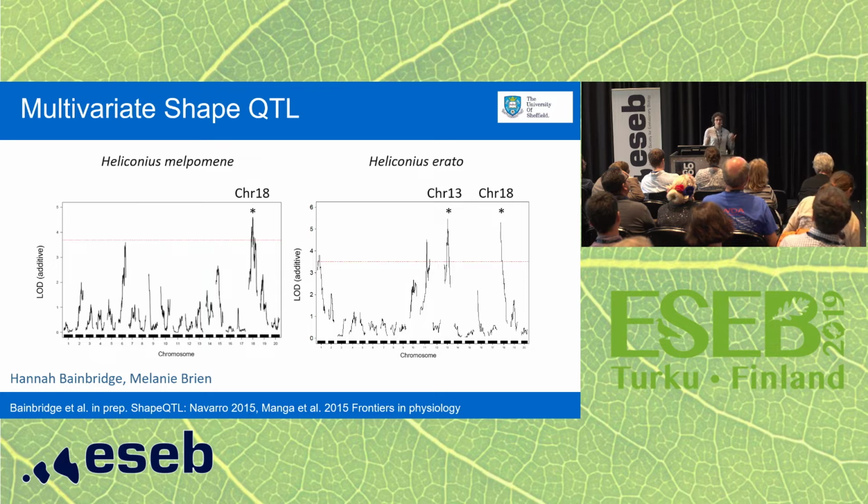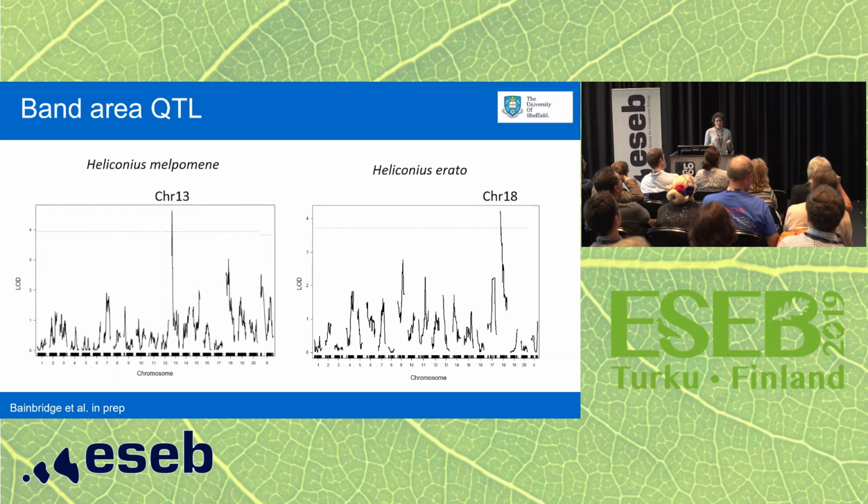convergence in quantitative phenotypes that we might expect to be controlled by more genes that might have less constraint on them. As well as looking at this multivariate shape analysis, she also looked at just the area of the band. And then, in fact, you get an even higher level of parallelism. In Heliconius melpomene, we now also get chromosome 13 coming out. So essentially, in both of these species, we've got chromosome 13 and chromosome 18 controlling most of this variation.